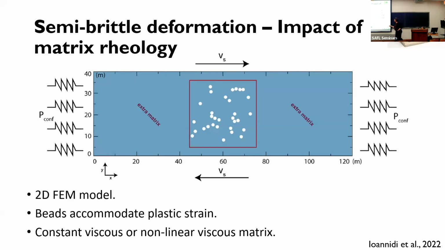quite simple two-dimensional finite element models. And this is just the overall model setup. We have a matrix which has a bunch of these circles that are a lot stronger than the matrix. Everything is a fluid in this case, but they have a lot higher viscosity.